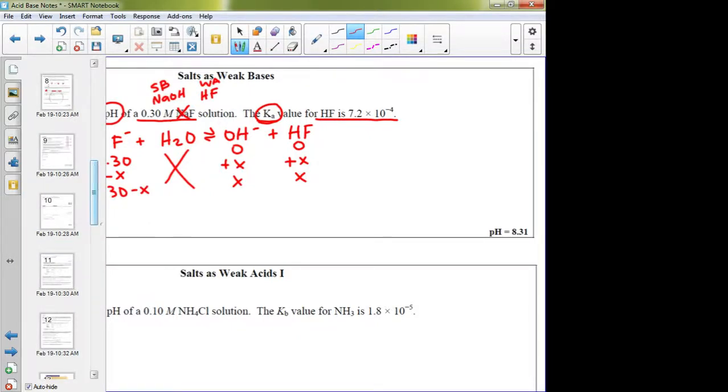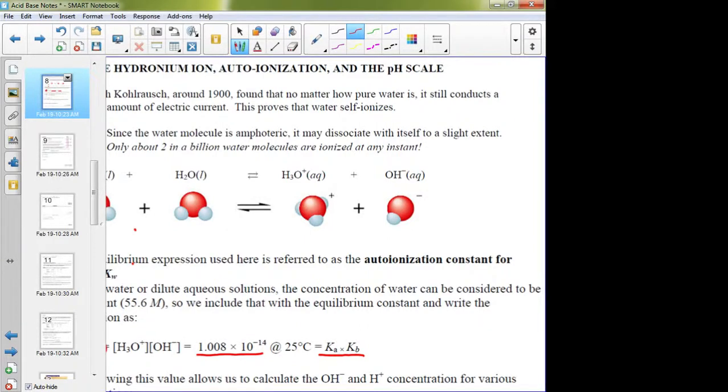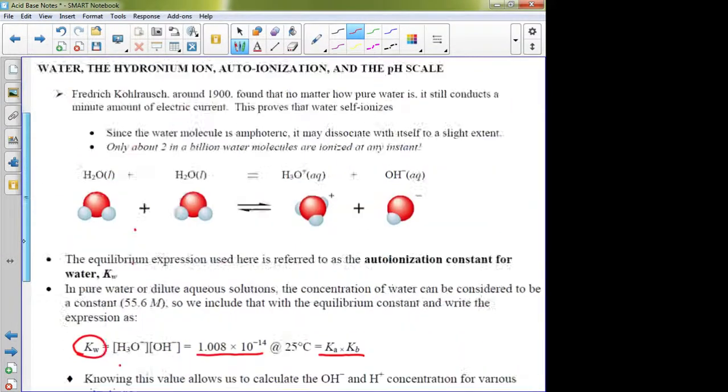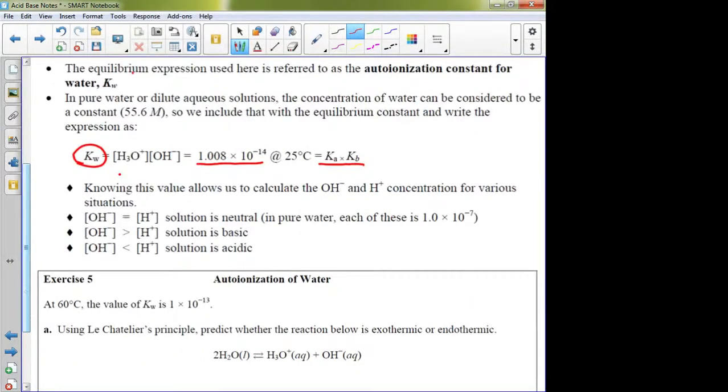Told me on page 8 of my notes, when we first started this journey together on acid bases, that Kw is 1.0 times 10 to the negative 14th. And she also told me that Kw is equal to Ka times Kb. So therefore, if I know Kw and I know Ka, I can find what?